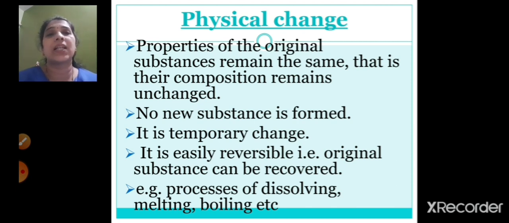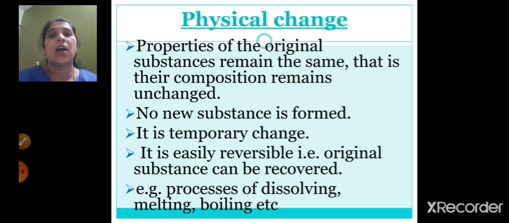So what happens in a physical change? The original substance will remain as it is, and whatever composition or properties are there in that substance will remain as it is. From that substance, a new substance will not be formed. This change will also be temporary, for a small moment of time. And physical changes are easily reversible. That means the original substance can be formed again. So melting, boiling, etc. are examples of physical change.